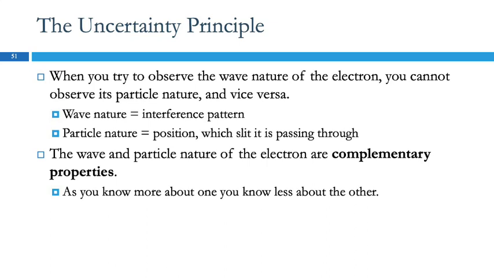The uncertainty principle. Okay, so we talked about electrons having a wave nature and also a particle nature. When you try to observe the wave nature of the electron, you cannot observe its particle nature. When you observe its particle nature, you cannot observe its wave nature. So the wave and particle nature of the electrons are complementary properties. The more you know about one of them, the less you know about the other. It's kind of like just this unsolvable thing, right?